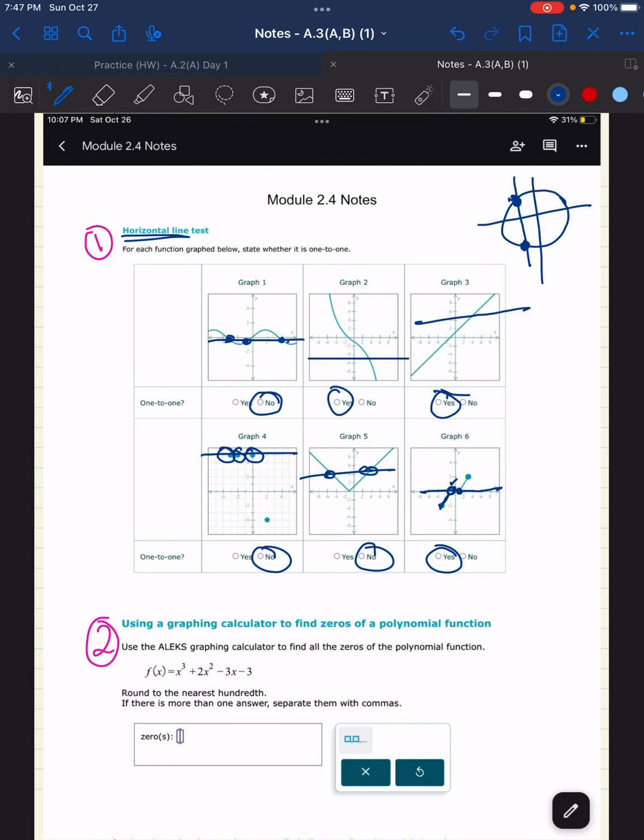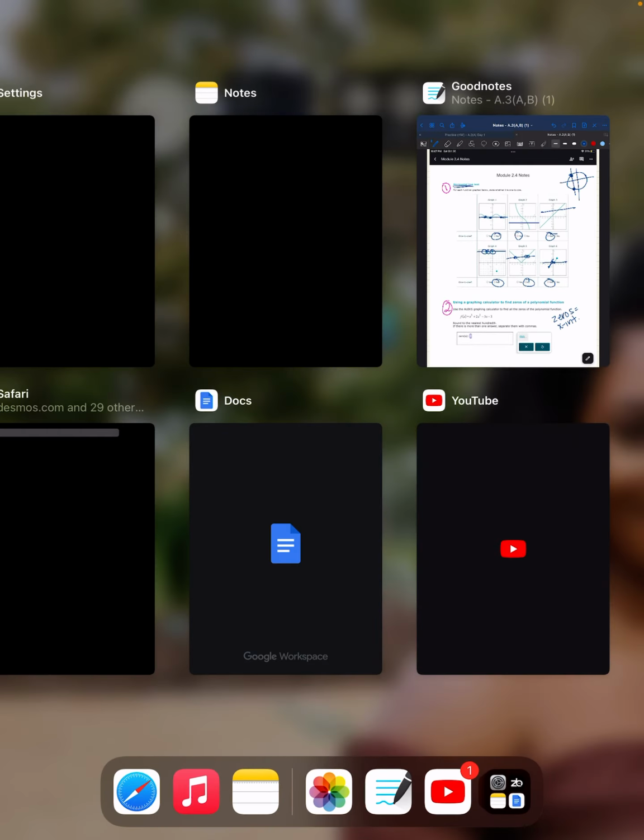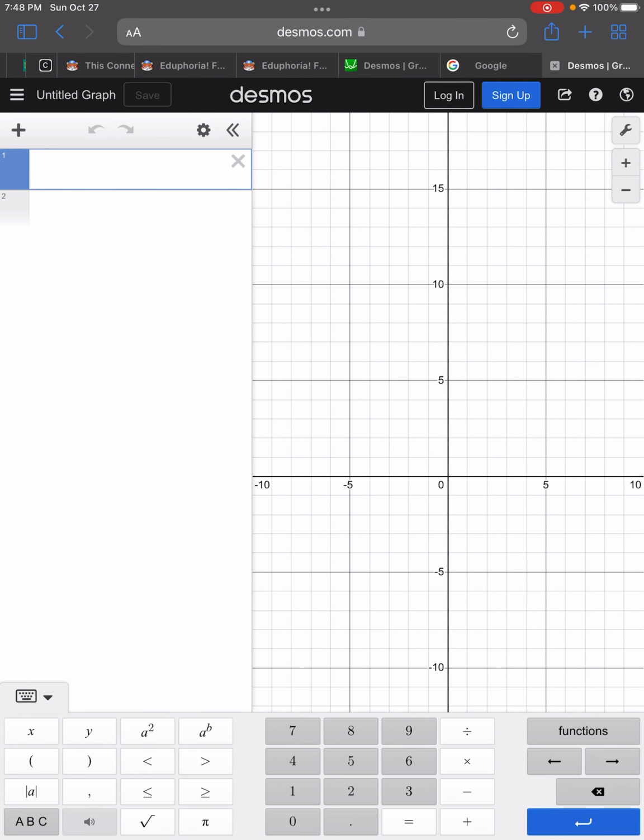Moving on to number 2. It says use the graphing calculator to find the zeros. Well, remember the zeros are the same as the x-intercepts. So you're looking at where it crosses the x-axis. So you either typed it into the ALEKS calculator or you typed it into Desmos. And when you type it into Desmos, you should have something that looks like this.